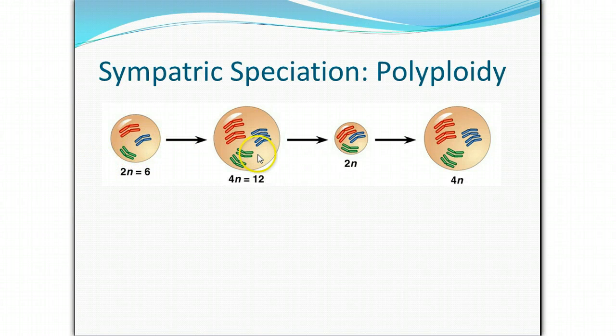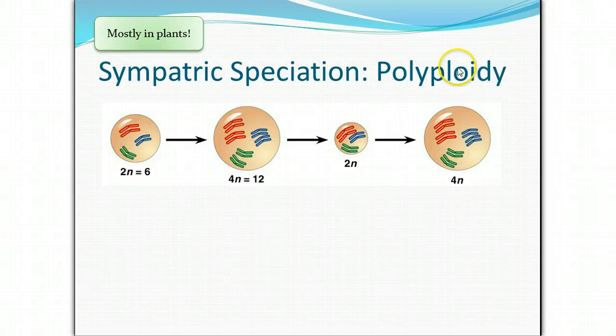So let's take a look at this diagram. And I chose this diagram because it comes from your book, and I feel like your book very awkwardly explains it. So I'm going to try to non-awkwardly explain it. One point here is that polyploidy mostly happens in plants. And at the end of this, I'm going to talk to you about a few common plants that maybe you've even had for breakfast that are a result of polyploidy.